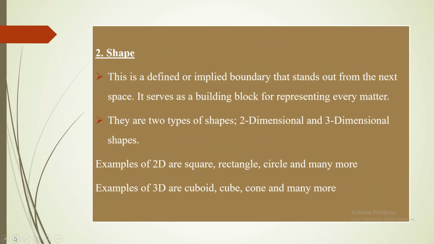Let us look at shape. This is a defined or implied boundary that starts out from the space. It serves as a building block for representing every matter. There are two types of shapes. We have the two-dimensional and the three-dimensional shapes. Examples of two-dimensional shapes are square, rectangle, circle, and we have many more.